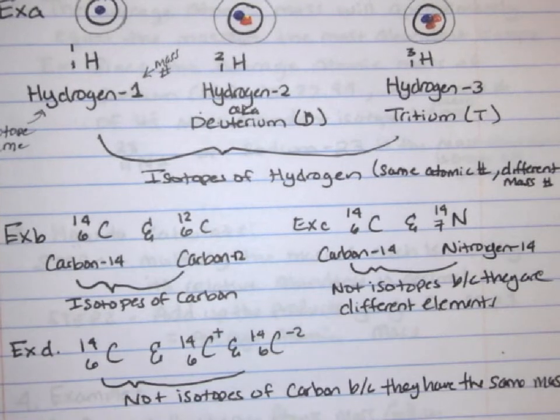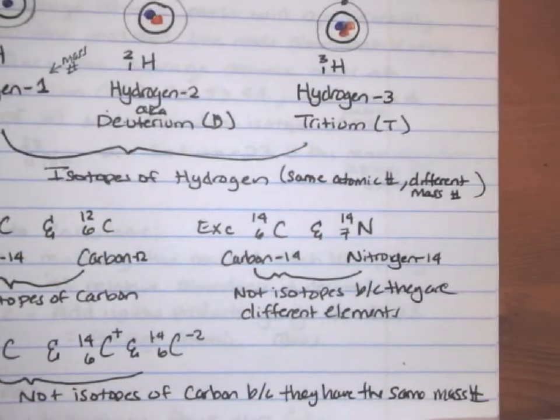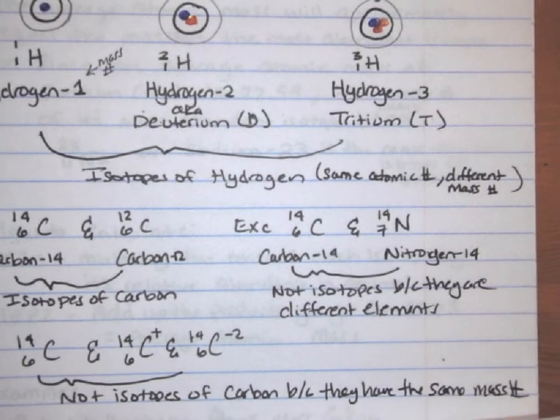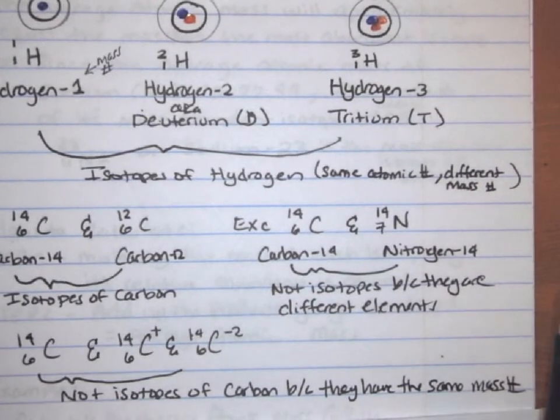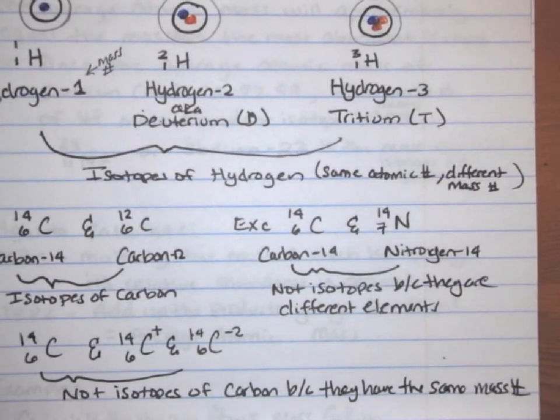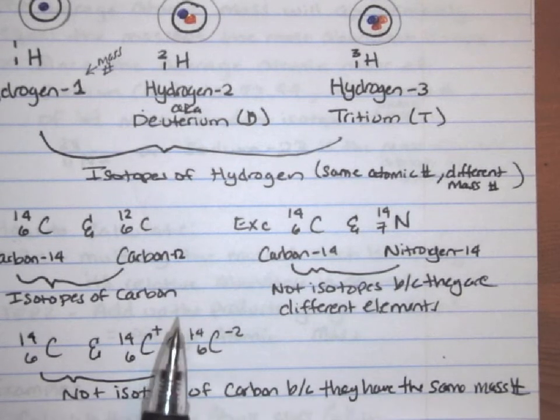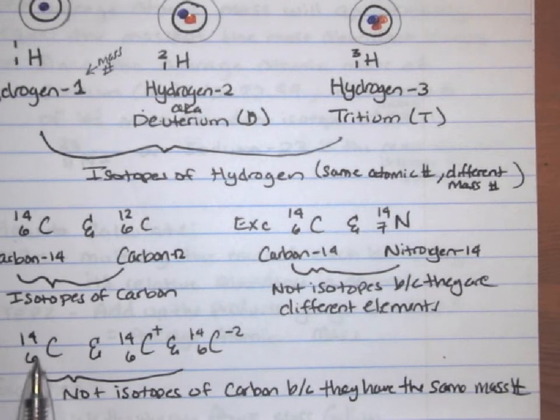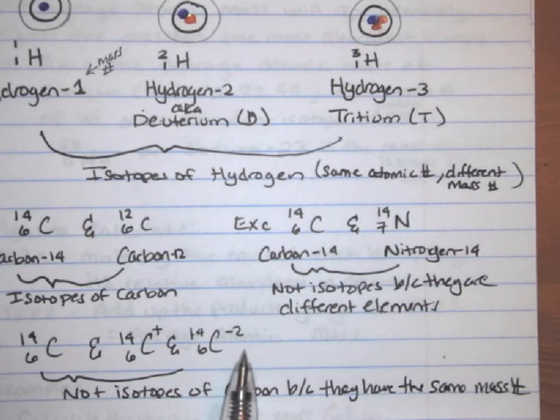All right, last example for this section is example D, where we're talking about another case where these are not isotopes. Here we have carbon 14s. They're all carbon 14s. And the only difference is that the first one is a neutral charge, since there's no number in the upper right. The second one has a +1 charge. And the third one has a -2 charge.